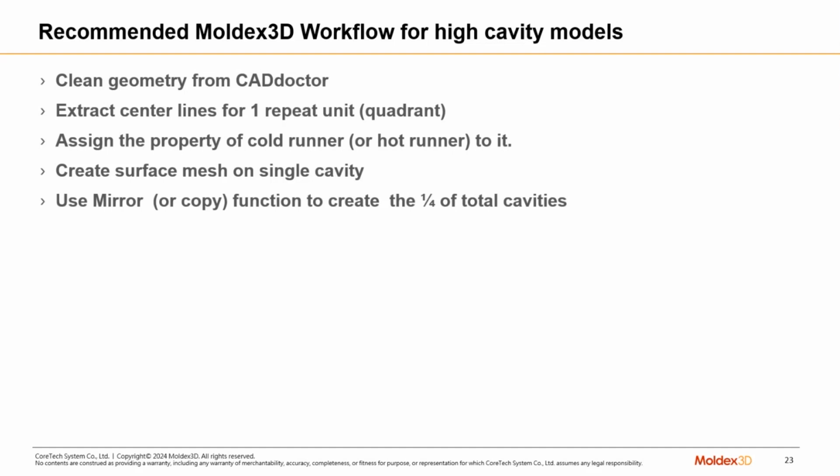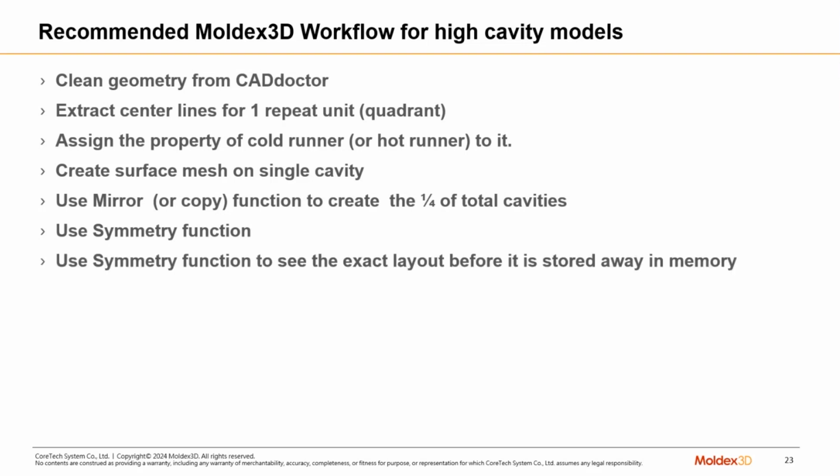So basically, use the mirror function or copy function to quickly create multiple parts or copies if you need them. Use the symmetry function on either one quadrant or half the mold. But we want to make sure that whatever half or quadrant you are using, all the other quadrants or the other half are exactly similar, even the water lines. Use the symmetry function to see the exact layout before it is stored away in memory.